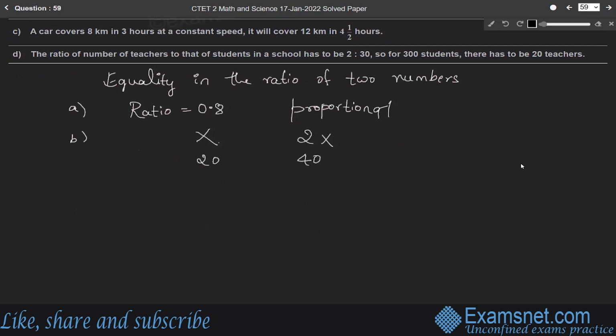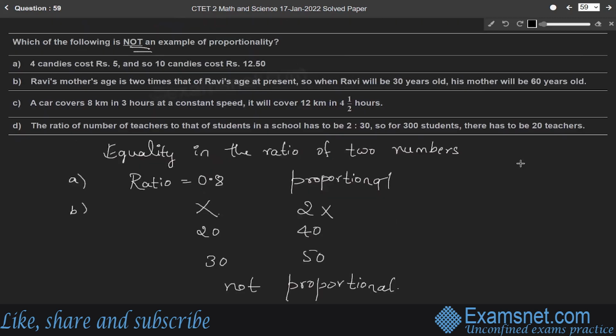When Ravi will be 30 years old, then his mother will be 50 years old. The ratio between their ages is not proportional. Therefore, option B is the right answer. So it is not an example of proportionality. Option B is the right answer.